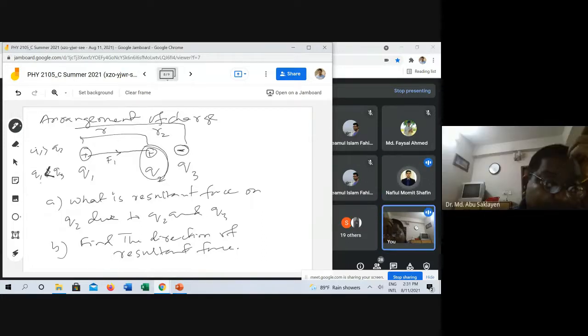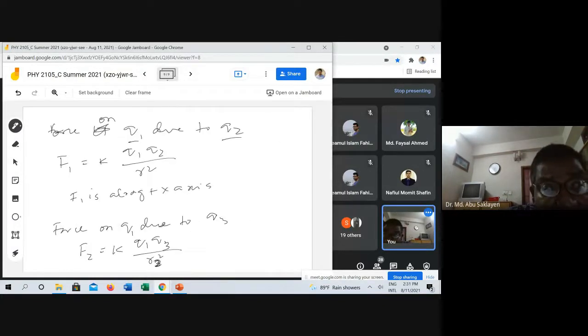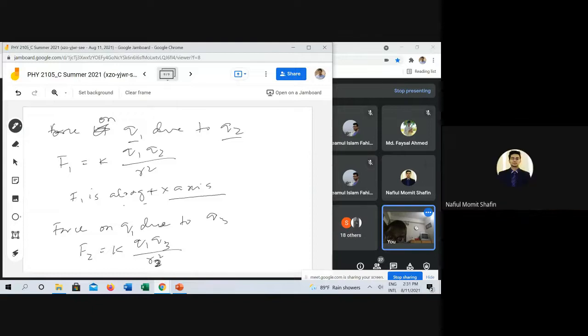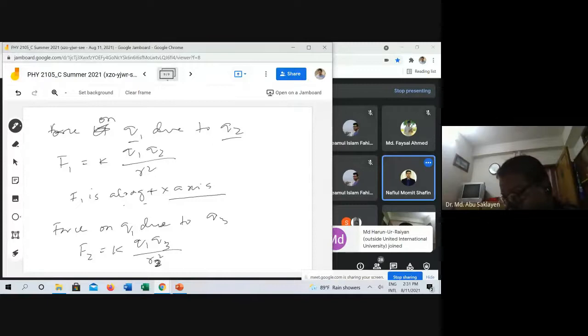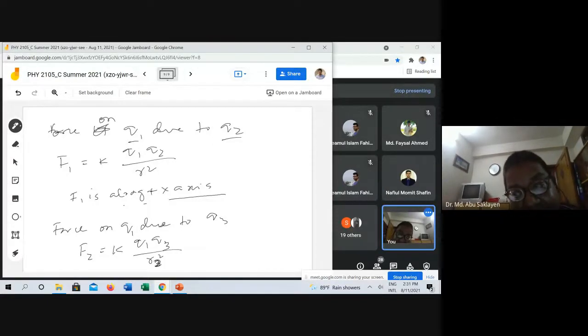Did you understand the previous one, why it is in the direction of positive x-axis? F1 is along positive x-axis. Q1 repels Q2, so it will be along positive x-axis.